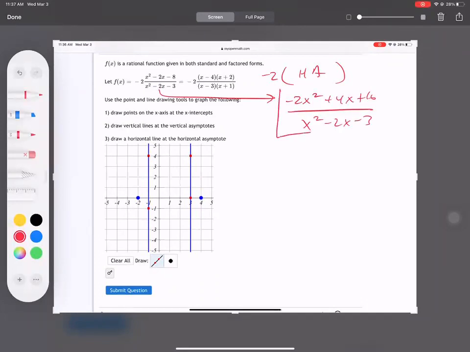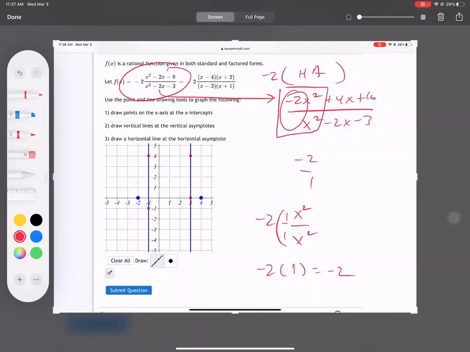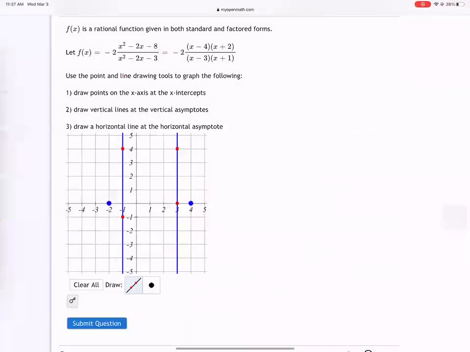Now looking at the front, since these are the same degree, right? X squared, what do you think the horizontal asymptote is going to be? It's going to be negative 2 over 1. And that's our easy way of looking at it. If you want to keep it in this form, that's also fine. What is negative 2 times x squared over x squared? What's the horizontal asymptote for x squared and x squared? That's 1 over 1. Negative 2 times 1 is negative 2. So either you can keep this on the top because it's negative 2 over 1, or you could multiply it out. So my horizontal asymptote for this problem is going to be at negative 2.